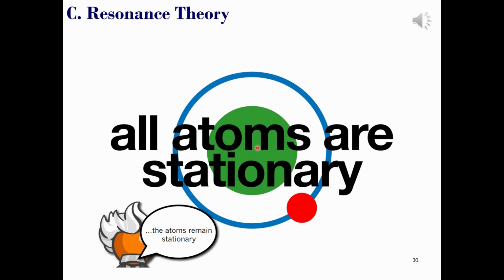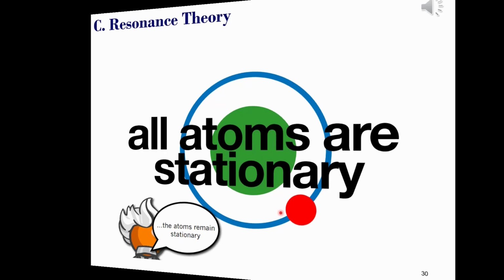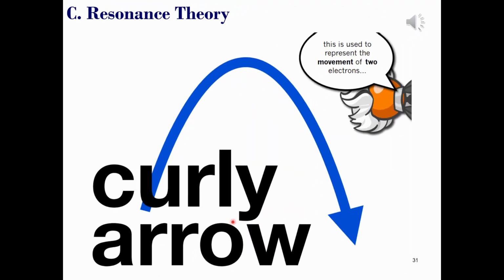How do we show the movement of an electron pair? We use a curly arrow. The double-headed arrow moves electrons from regions of high electron density, starting at the tail, to regions of low electron density ending at the arrowhead. Let's see this in action.